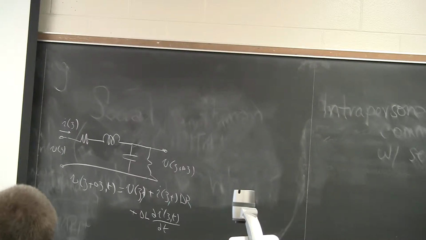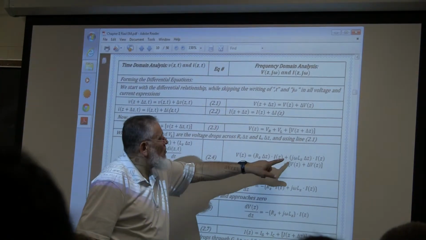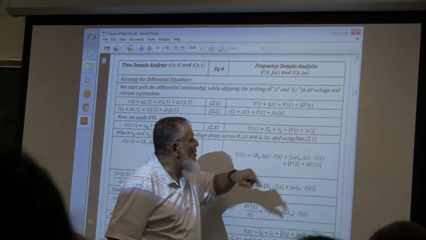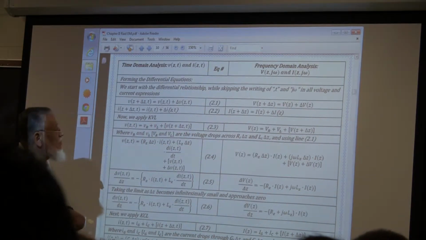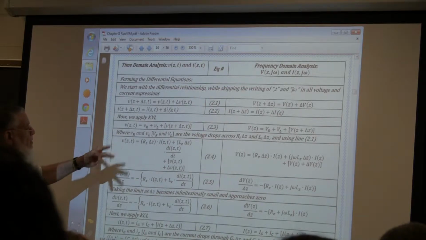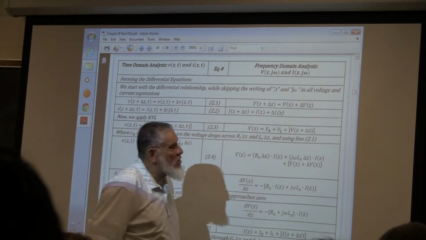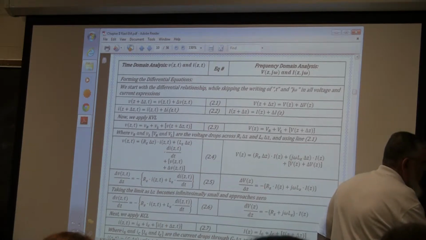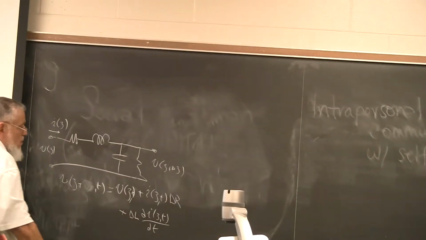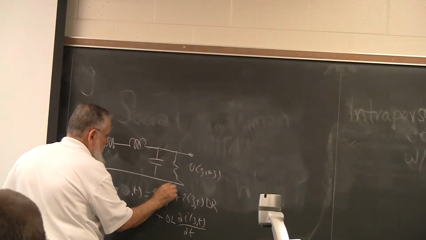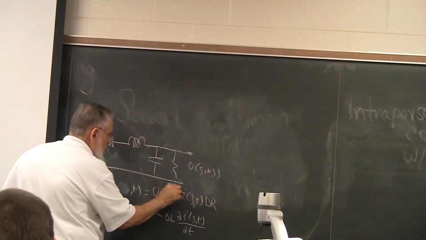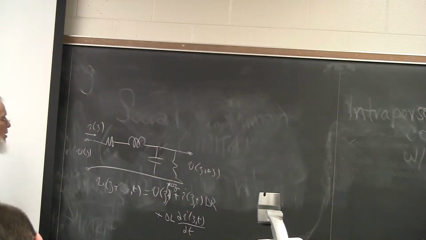In the frequency domain, that will be simply R times I plus j omega L times I, plus obviously V of Z plus delta. So I write this equation, and I have it backwards, I'm sorry. Voltage here is equal to this plus that. V of Z plus delta Z. Voltage here is equal to something on the side. So that's your KVL written around the loop, and the KVL in the time domain.